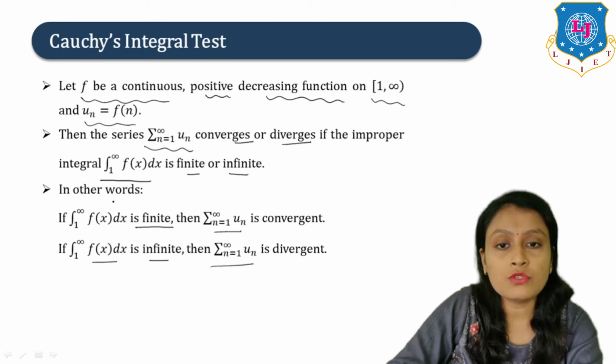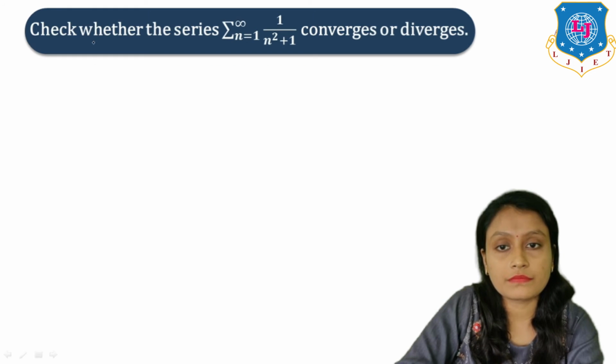Okay, so now to check whether the series is convergent or not, what we will do is we will find this integration 1 to infinite f of x dx. Okay, and if this integration is finite, then the series is convergent. If this integration is infinite, then the series is divergent. Okay, so let's begin with the example.